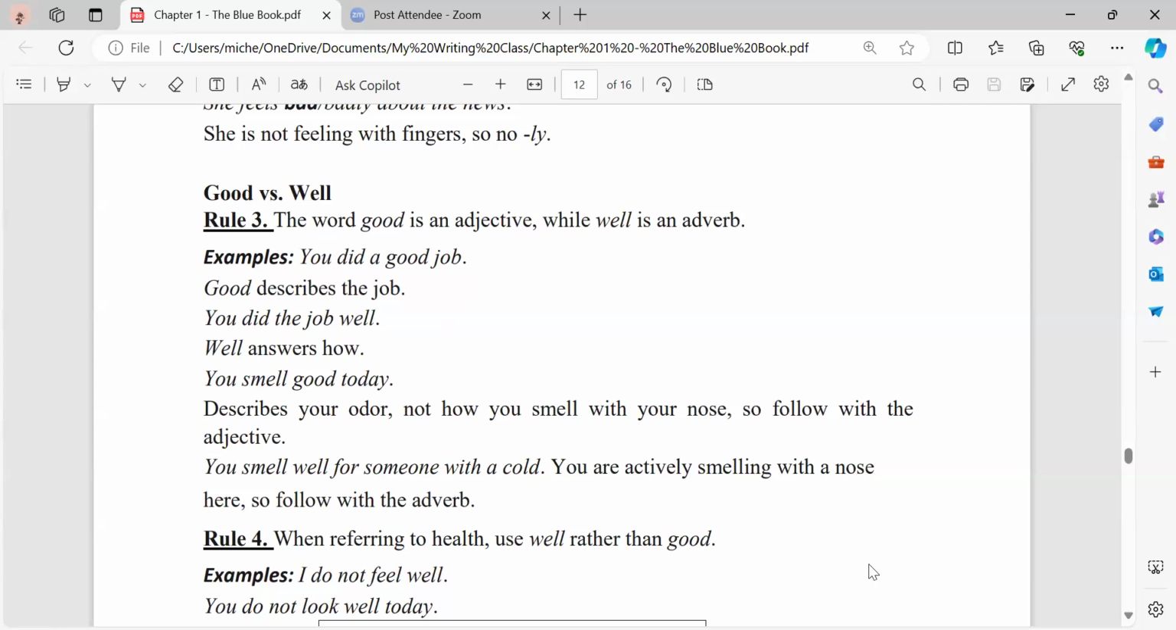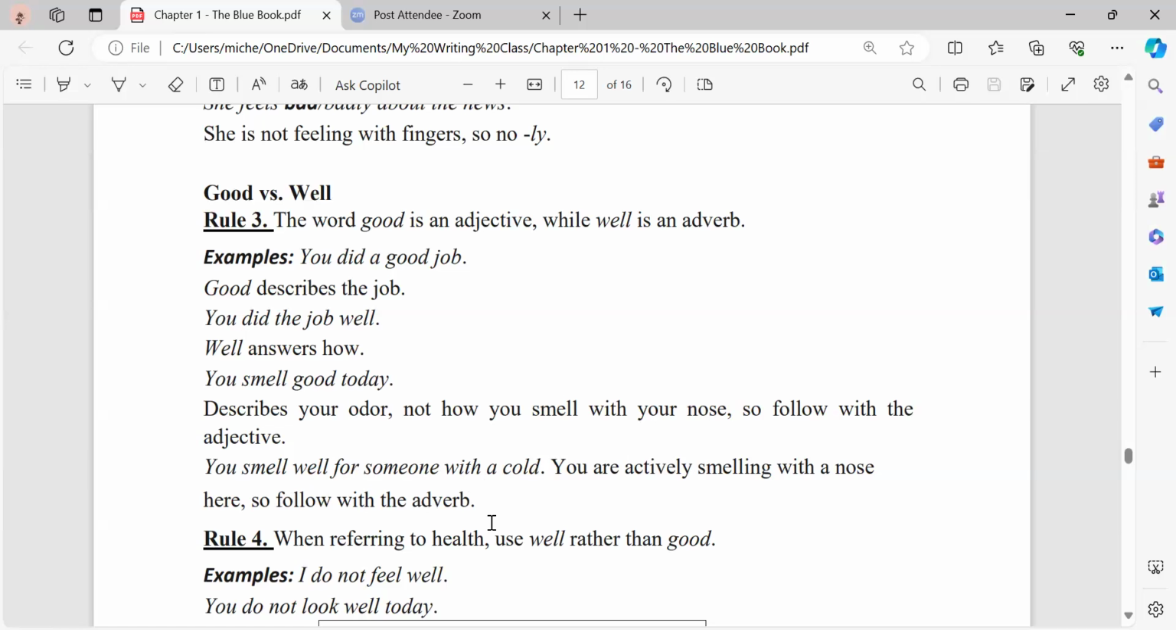And here are some examples. You did a good job. So good right here describes the job. You did the job well. Well answers how. You smell good today. It describes the odor, not well. Smell with your nose, so follow with the adjective here. You smell well for someone with the cold. You're actively smelling with the nose here, so follow with the adverb.